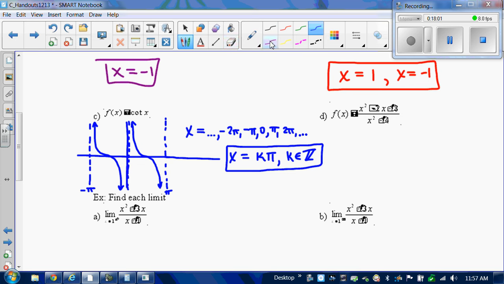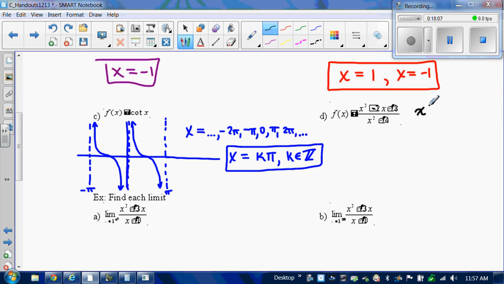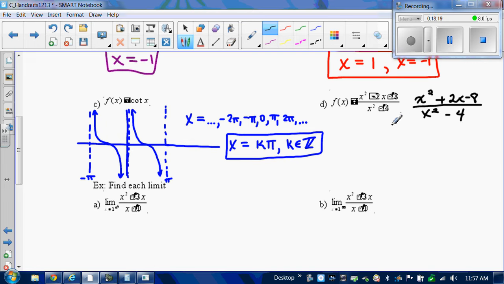Alright, last one of this kind. Let's do x squared plus 2x minus 8 over x squared minus 4. Alright, so what do you notice immediately? Well, I know this one factors, so I bet this one's going to factor with an x plus 2 or an x minus 2, but let's see.